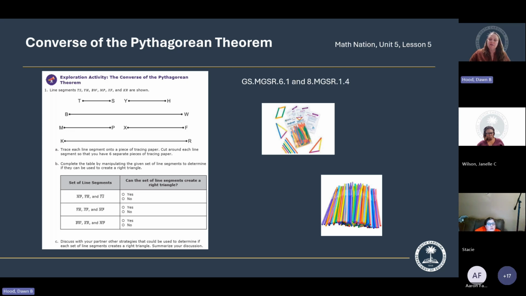I think I'm going to skip this breakout room, Janelle, because I don't know that we'll get through if we do another breakout room. But I gave you the Unit 5, Lesson 5. This is where it came from, Math Nation again.